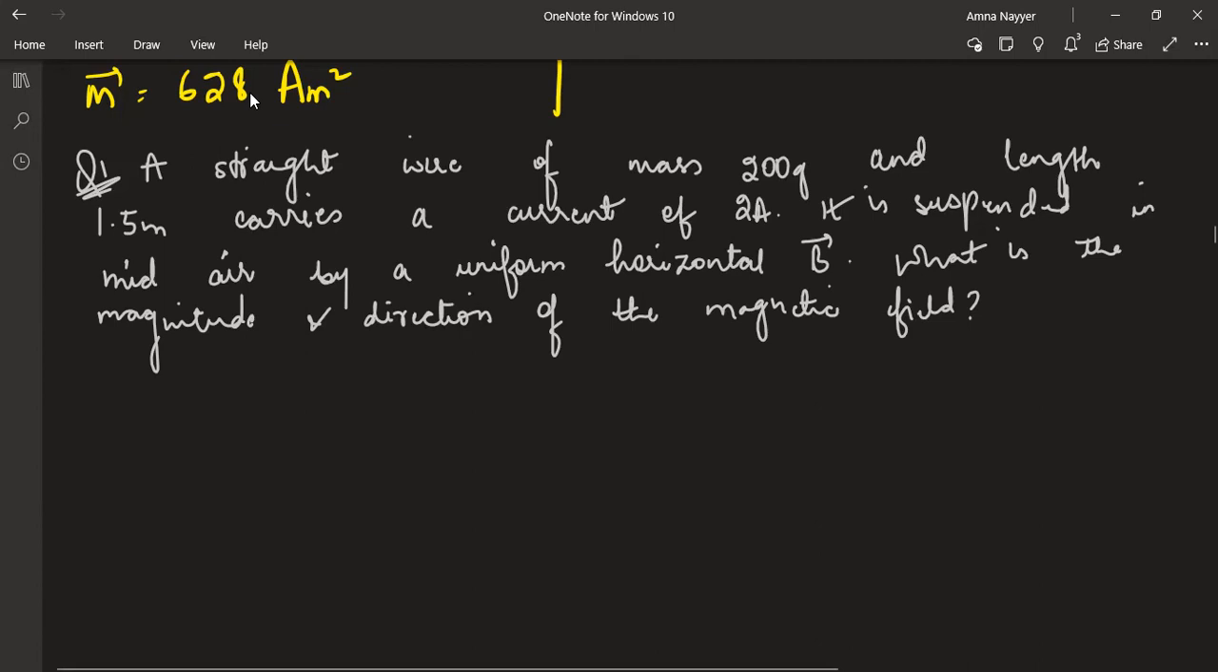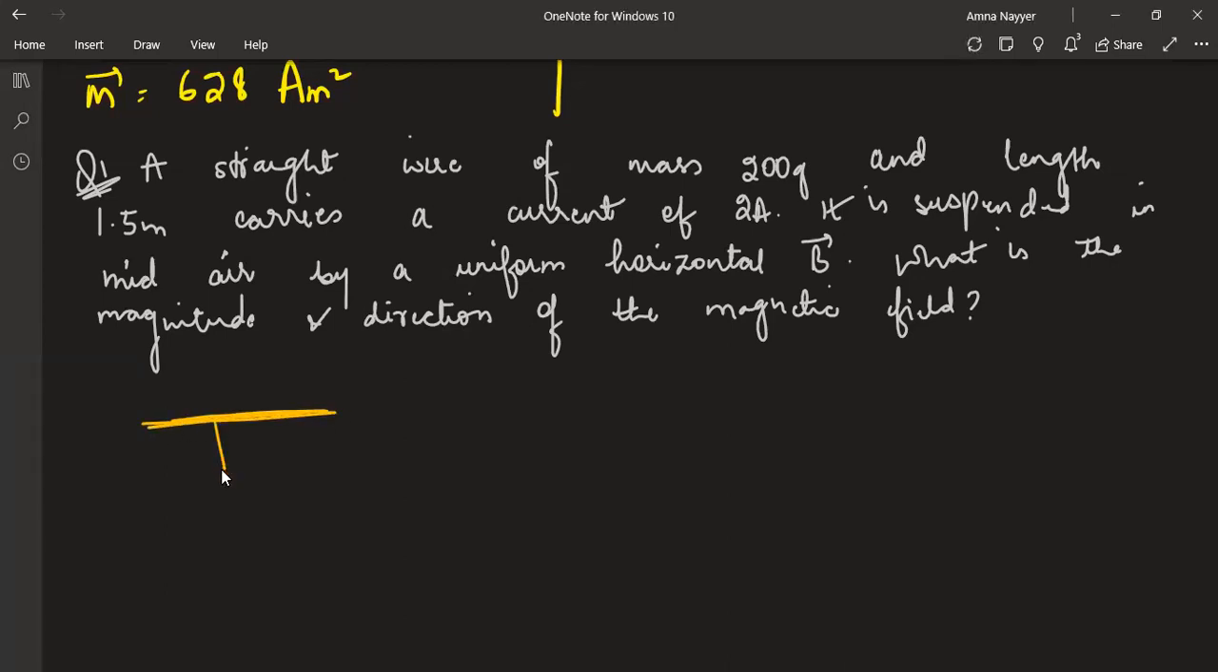A straight wire of mass 200 gram and length 1.5 meter carries a current of 2 amperes. It is suspended in mid-air by a uniform horizontal magnetic field. What is the magnitude and direction of the magnetic field? It is like this, suspended in air.